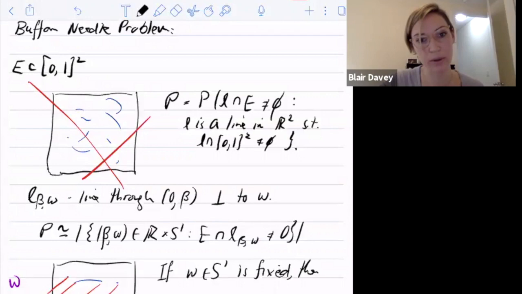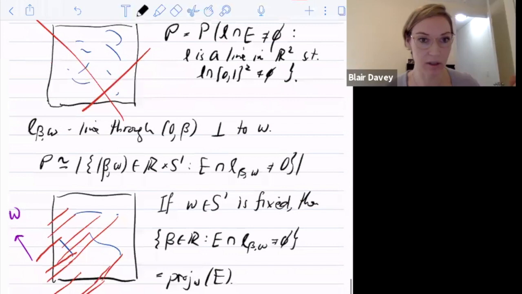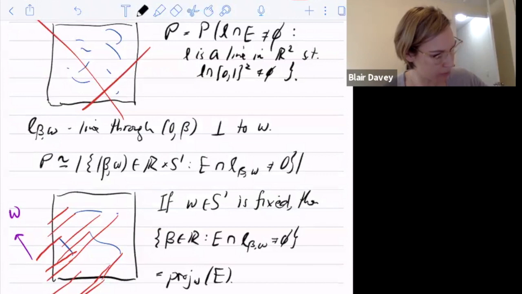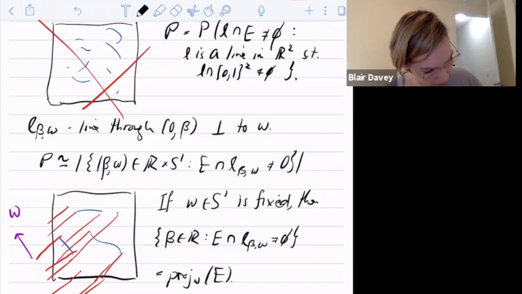If I use this observation in combination with Fubini's theorem, then we see that this probability, sorry, my iPad got a little frozen there. Rather than integrating over both beta and omega, I'm going to integrate over omega the measure of this set beta in R for which E intersects these lines, and then integrate all of those with respect to omega. And this is the integral over S1 of the projections onto omega of my set E. And this is a quantity which is called the Favard length.